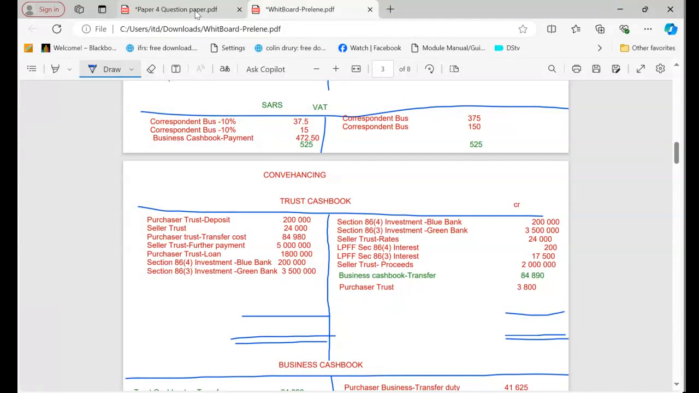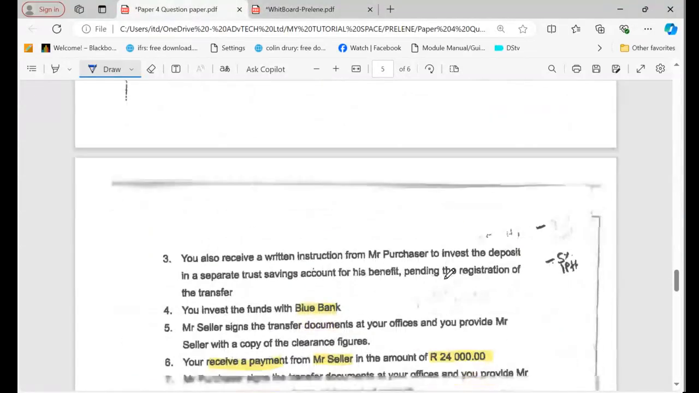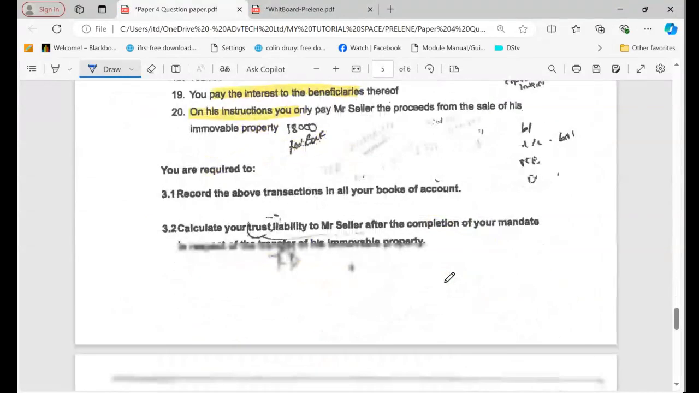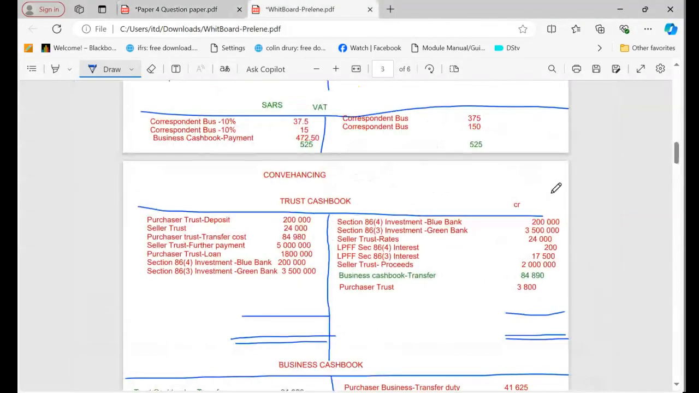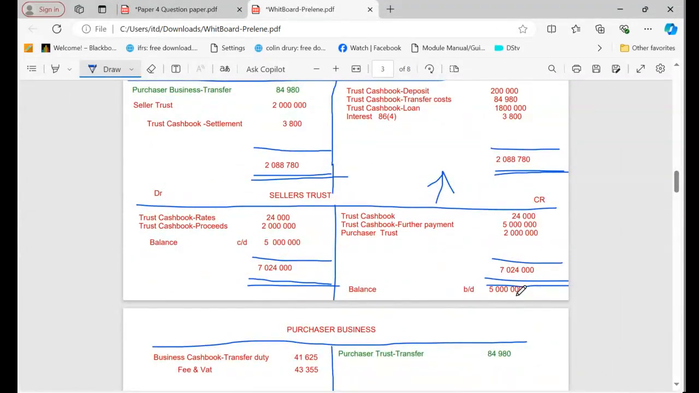Now, they wrote: calculate trust liability after completion of your mandate, 1.3.2. This one. They want to know how much do we owe the seller, the liability. This is the answer. We owe the seller how much? 5 million. This is what they meant. They should have said balance the seller's account. So this is what we owe to the seller.